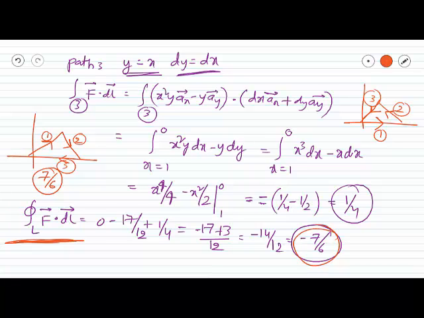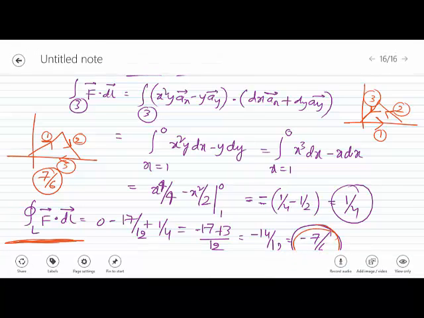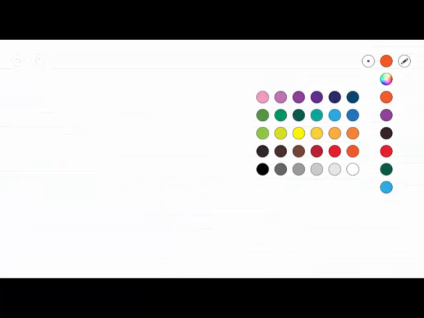Now for the second case, we have found the closed integral over L f bar dot dl, and we got minus 7 by 6. Let us verify with the right hand side of the Stokes theorem. So now our right hand side of Stokes theorem is the integral over S del cross f bar dot ds bar.